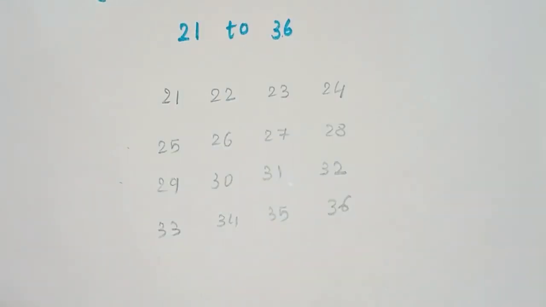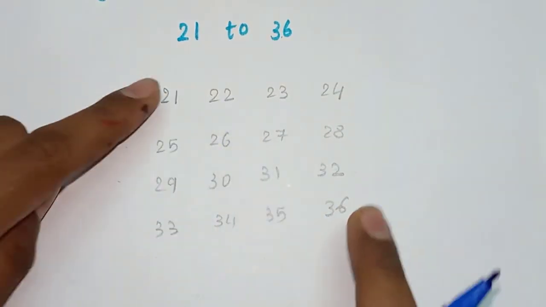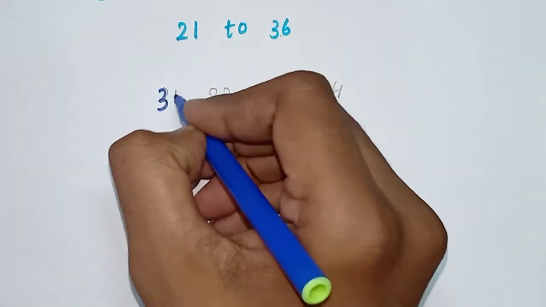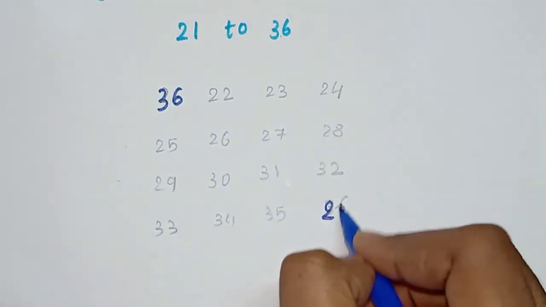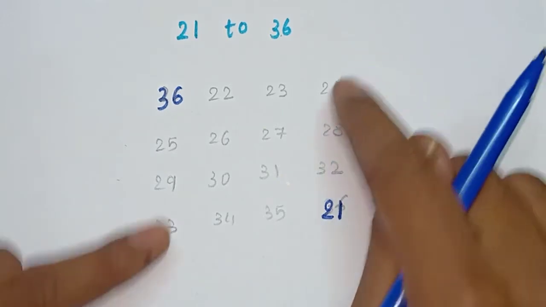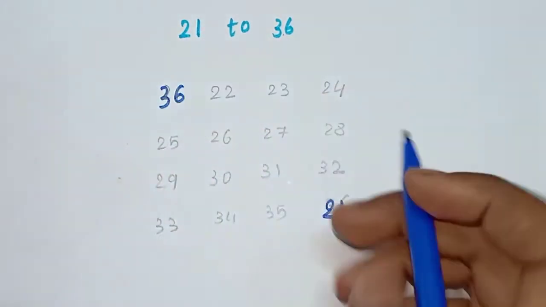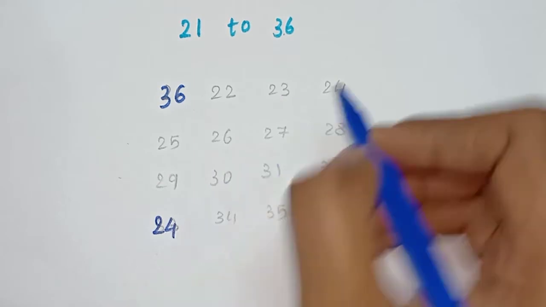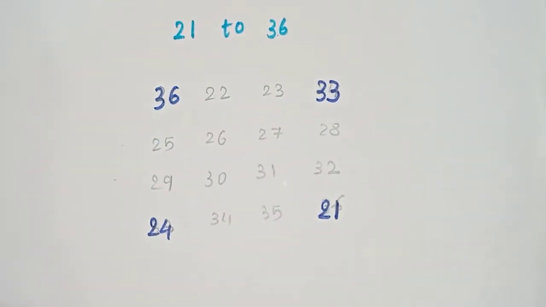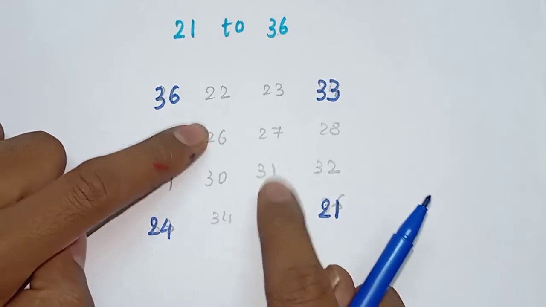Now from this you have to construct, and you just have to switch the diagonal elements, that is 21 and 36. So 36 will come here and 21 will come here. Then these two corners also, 24 and 33, you have to switch them. So 24 will come here and 33 will go there. The same thing you have to do with the remaining two, 26 and 31.